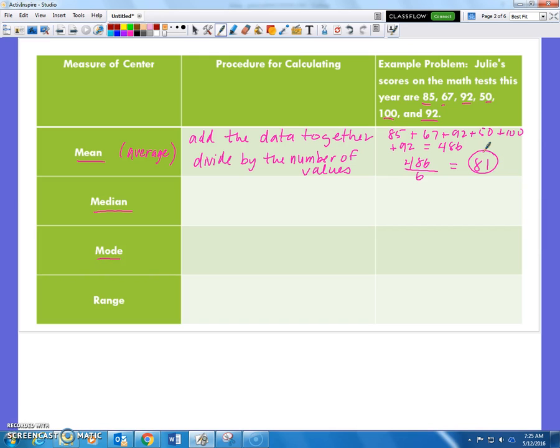The median, I'm going to put numbers, and this is important, in order from least to greatest. It also works if you do greatest to least, but let's all just keep it uniform. First thing I need to do for the median is put all the numbers in order from least to greatest. And then I need to find the middle number.